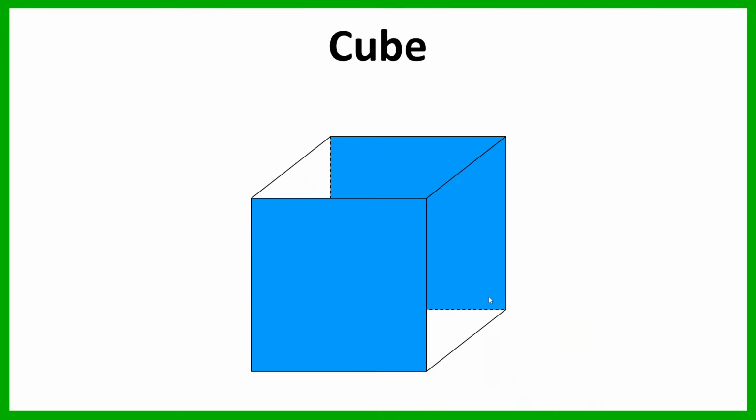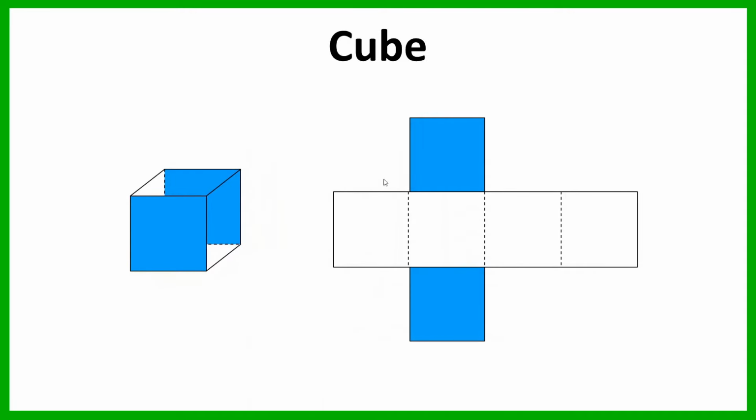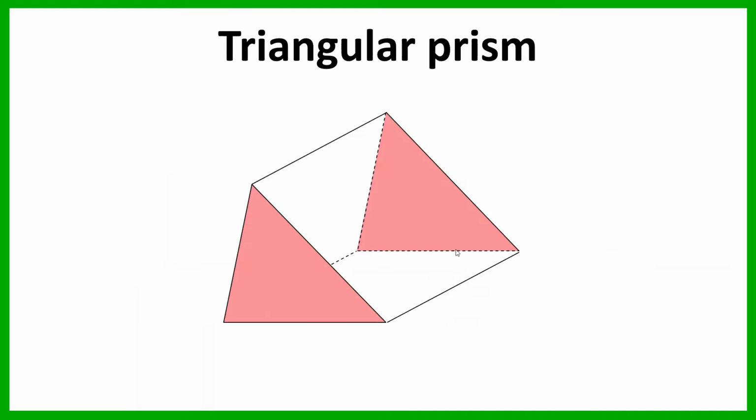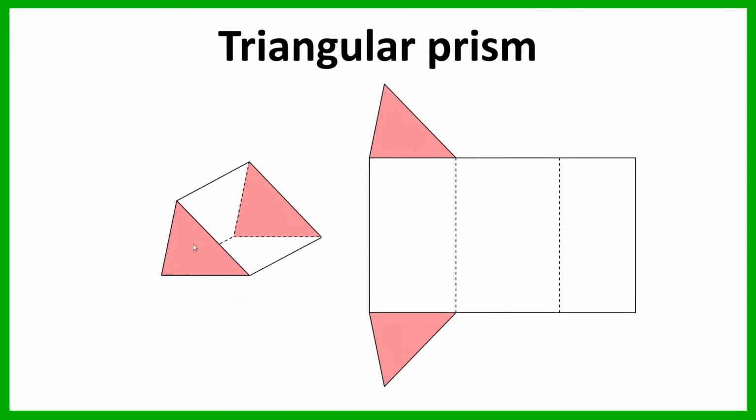Then we have a cube. For a cube, we've got a net that looks like this, where I've got my two squares at the top and the bottom, which are the front and the back, or the two ends. And then I've got the squares that go all the way around. Remember, a cube is special because all of the faces are the same as each other. So they're all going to be the same square as each other. Okay? Then we have a triangular prism. The net for a triangular prism is going to look like this, where I've got my two triangles, which are the top and the bottom.